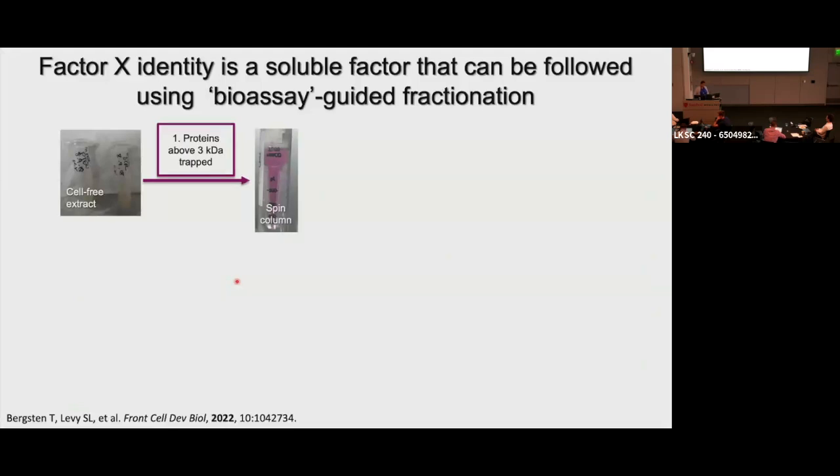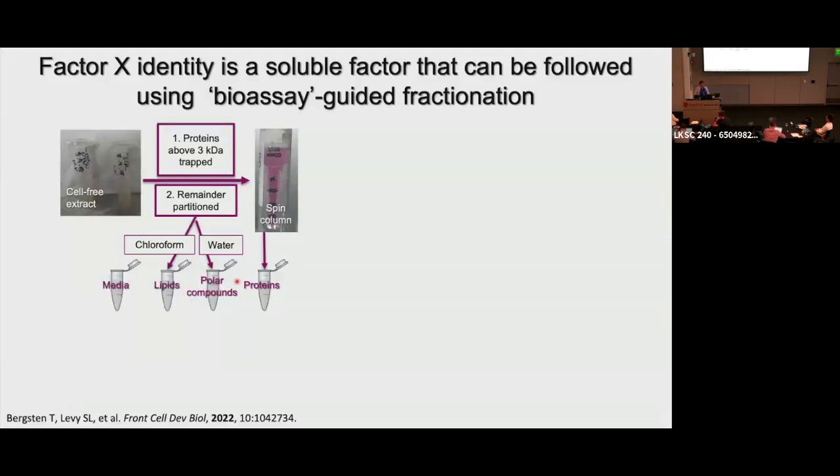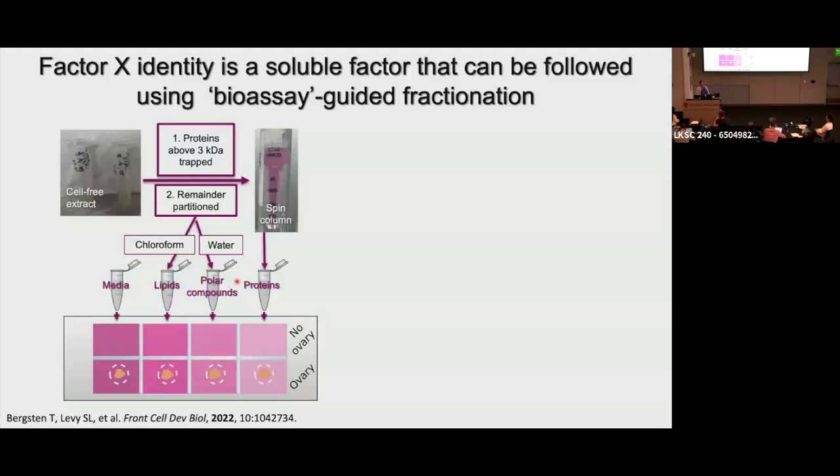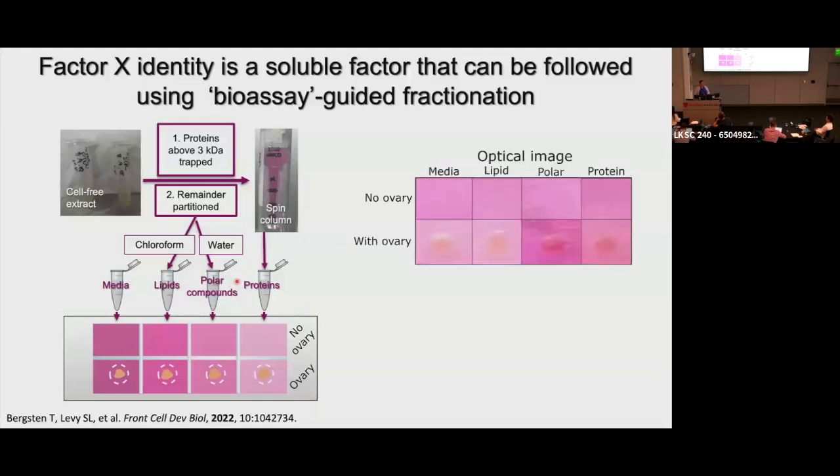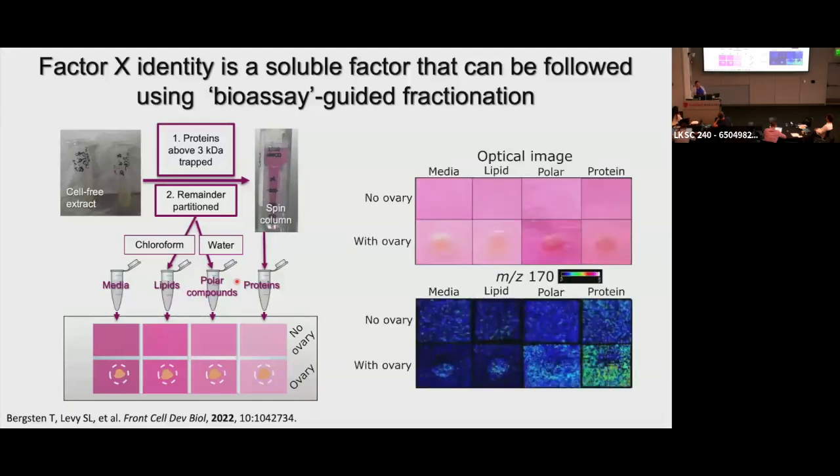So we have a spin column to trap proteins. Then we took the flow through and partitioned it into lipids and polar compounds, and then media. And this time, instead of doing a bioassay, because the readout would be production of norepinephrine, which was really hard to test, we went back and did another imaging mass spectrometry experiment. Again, we're going to do the same thing with ovary, no ovary, but rather than using cells, we're just going to spot our extracts on top and see if something from the extracts will cause the ovary to release norepinephrine. So again, this is the optical image.